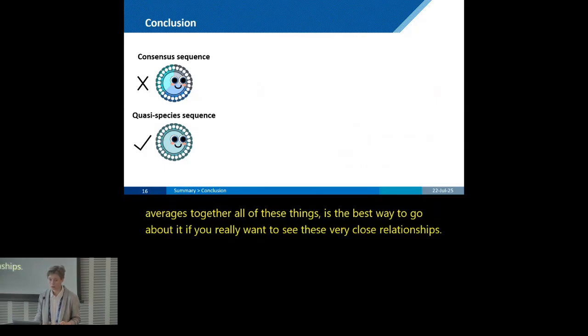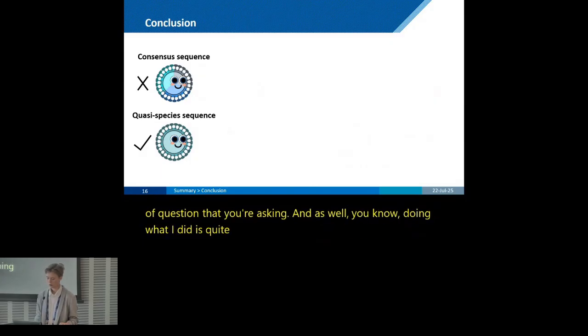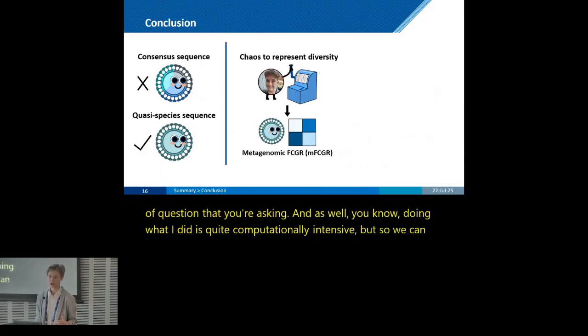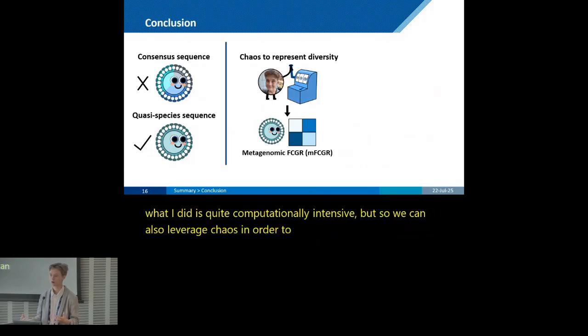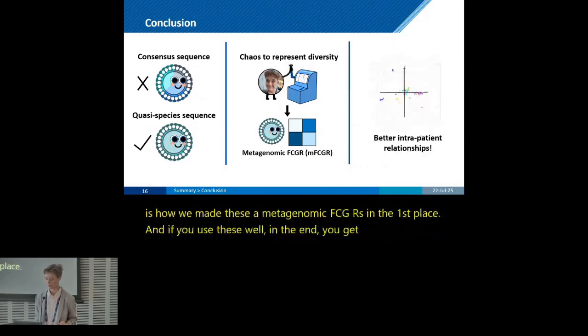It just depends on the kind of question that you're asking, and doing what I did is quite computationally intensive. But we can also leverage chaos in order to represent this diversity, which is how we made these metagenomic FCGRs in the first place. And if you use these, in the end, you get these really nice interpatient relationships. And yeah, paper coming soon.